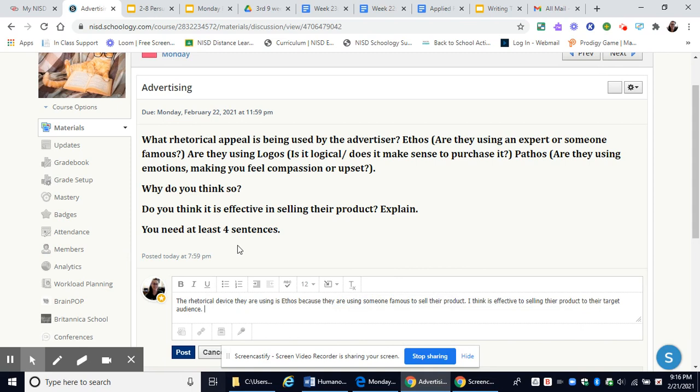Now, I did say that you need at least 4 sentences. So let me check if I have 4 sentences right now. The rhetorical device they're using is ethos because they're using someone famous to sell their product. 1, I think it's effective in selling their product to their target audience. So I need 2 more sentences, okay? The reason why I will not buy this product is because I am not a fan of Taylor Swift. That's 3 sentences. I'm going to wrap it up.